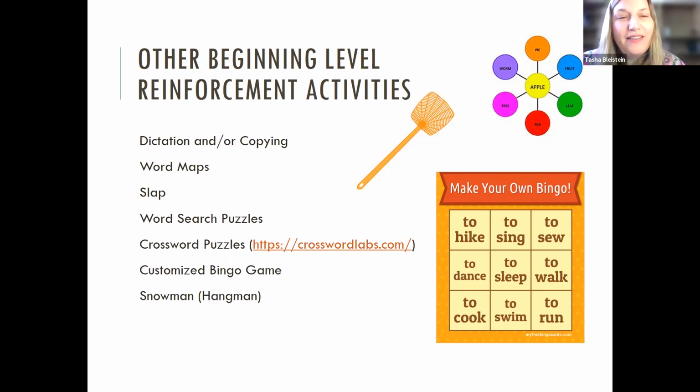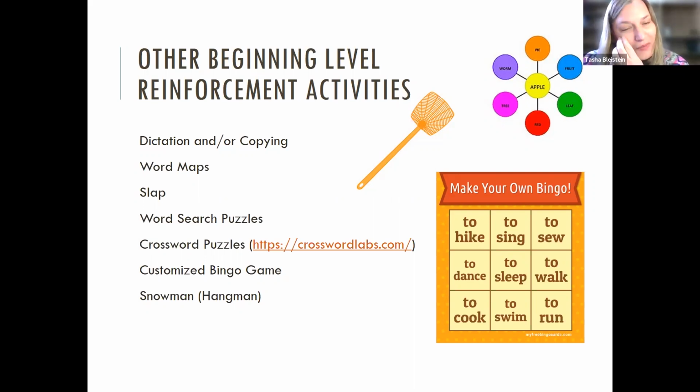Word search puzzles online. There's so many free sites that will create a word search for you, that will create a crossword puzzle for you. For crosswords, one of my favorites is the Crossword Labs. Bingo card, you can see one I created with our to hike and sing and dance words.